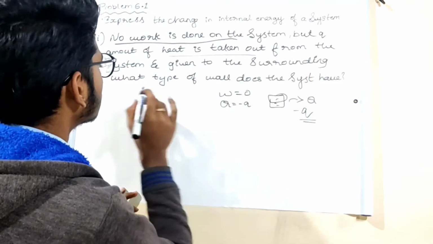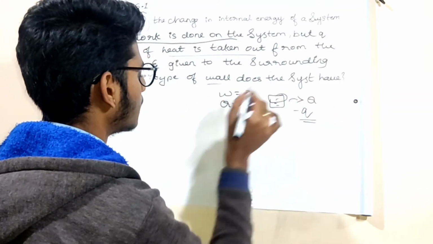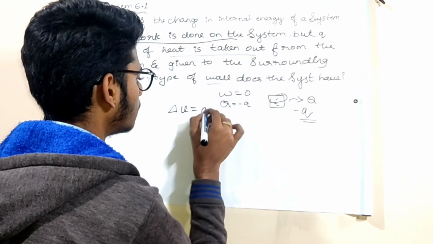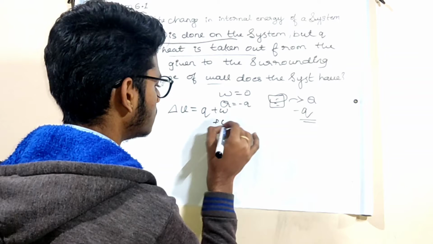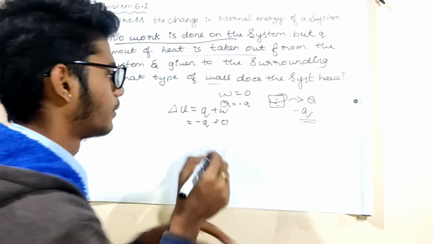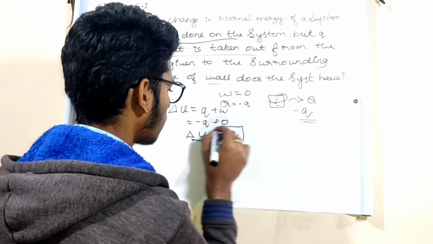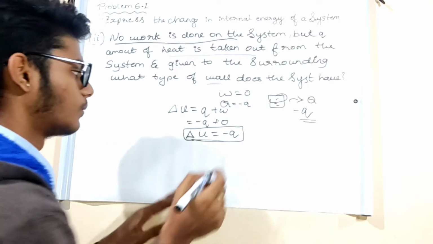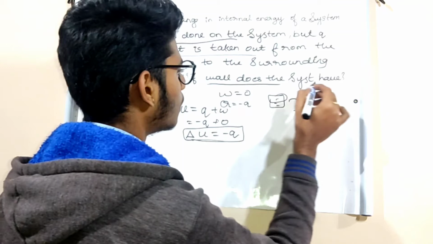The heat is given to the surrounding. They asked what type of wall the system has. We know that delta U equal to Q plus W. Work done is 0, and Q is negative because it is taken out, so delta U equal to minus Q. Q amount of heat is taken out and supplied to the surroundings. What type of wall does the system have?